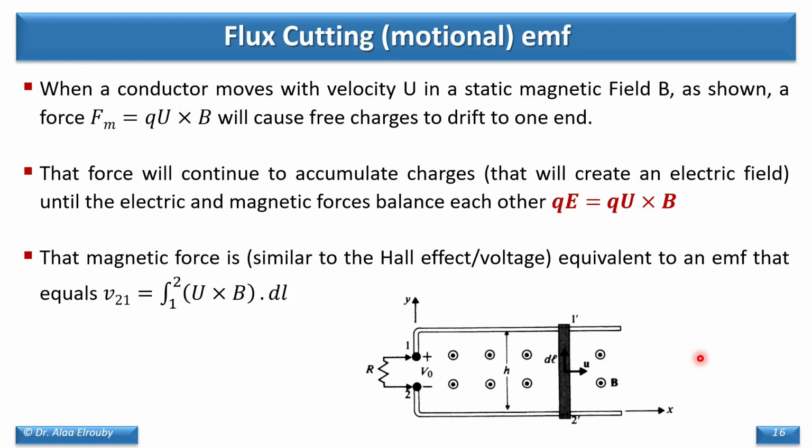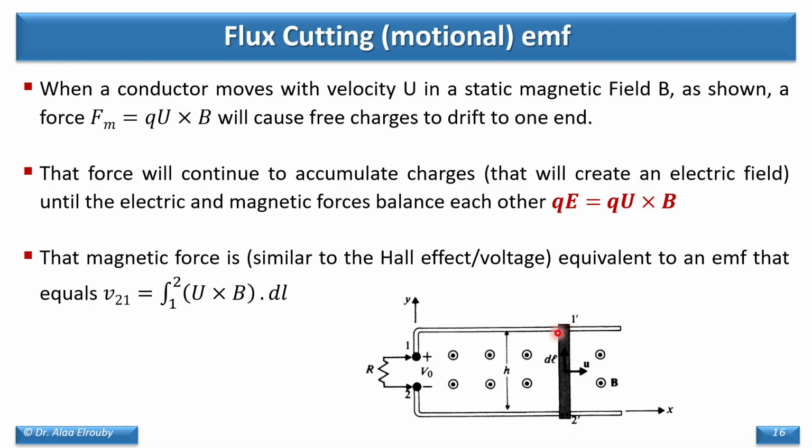So you can apply the right hand rule to find out the direction of the force. If the charge is positive, u cross B, the force will be going in the down direction, which means that the electrons will be moving in the up direction.